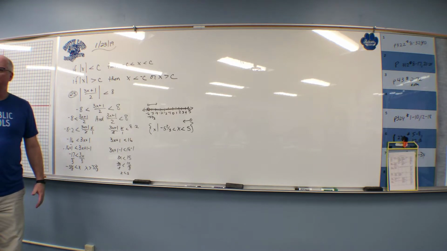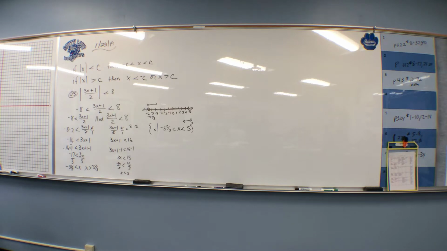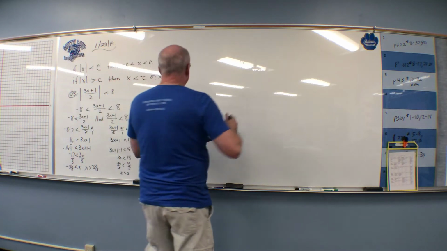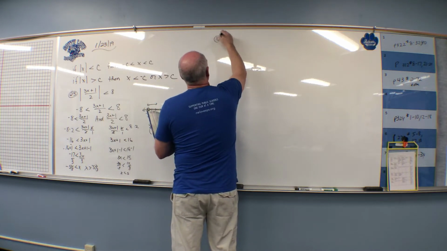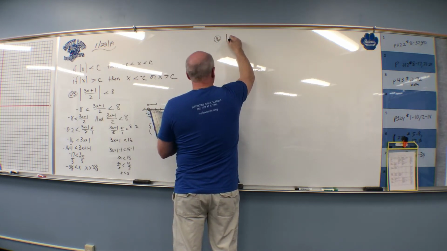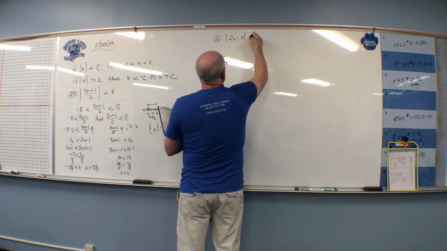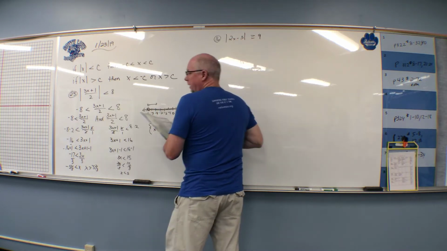Okay? All right. You want to see an or? Yes. Let's see an or. I'm going to jump up to number 16. The absolute value of 2x minus 3 is greater than or equal to 9. Okay? This is an or.